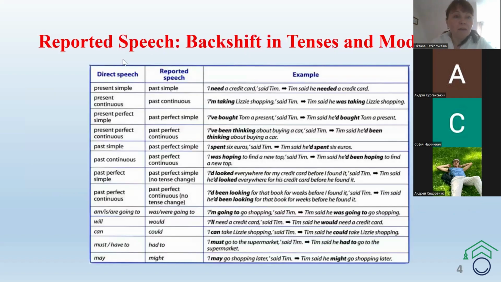So, how to change the tenses, how to backshift the tenses and modals. This is the table, and let's look it through. Let's read it. Sonia Narozhna, can you help me to read, please? So we change present simple to past simple.